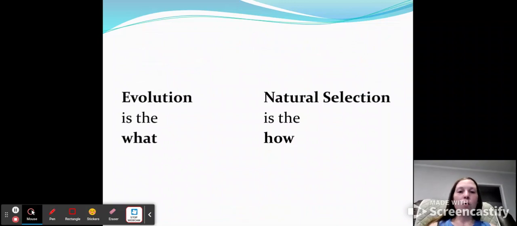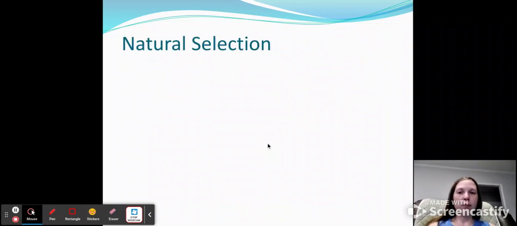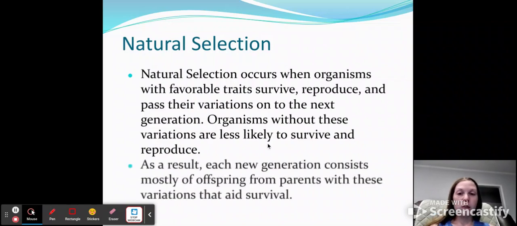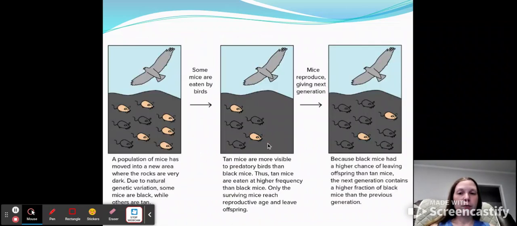So evolution is the what and natural selection is the how. Natural selection occurs when organisms with favored traits survive, reproduce, and pass on variations of those genes to the next generation. The organisms without these are less likely to survive and reproduce. Survival of the fittest. Due to this, the new generation consists mostly of offspring from parents with these variations that aid survival.